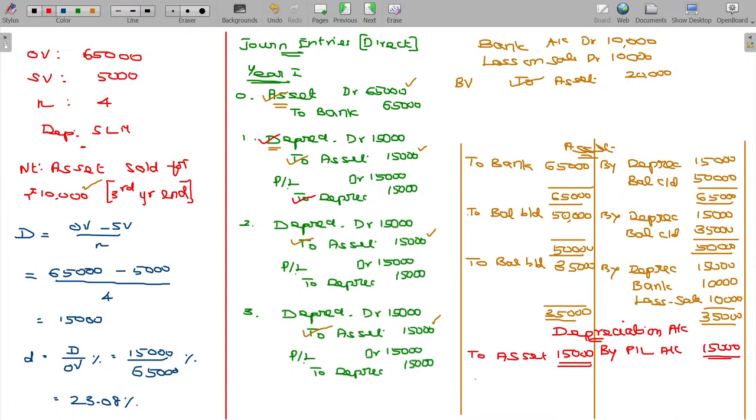Second year also you repeat the same. To asset, 15,000, by P&L account, 15,000. It gets closed. The last year again we repeat the same way. To asset account, by P&L account, 15,000.